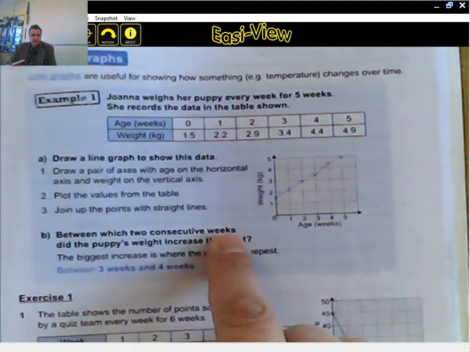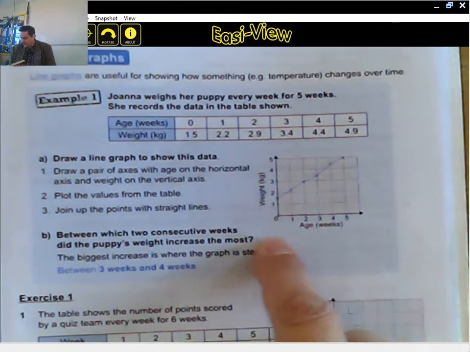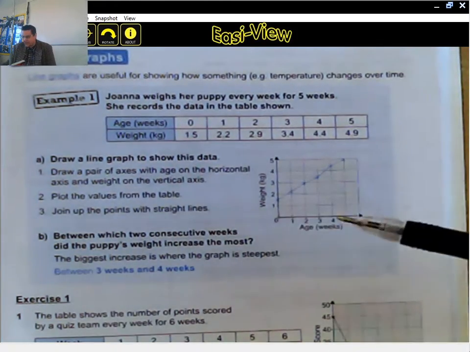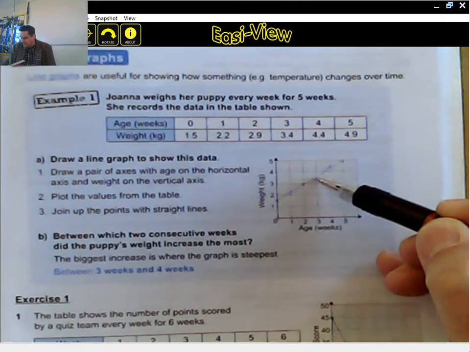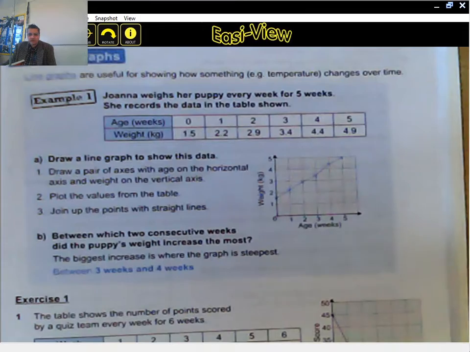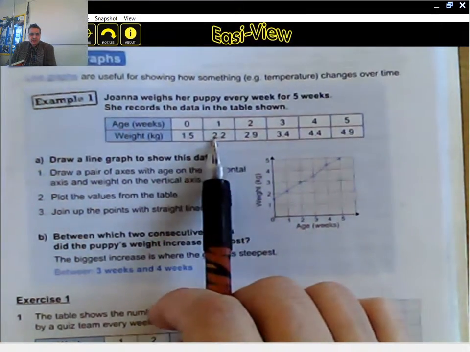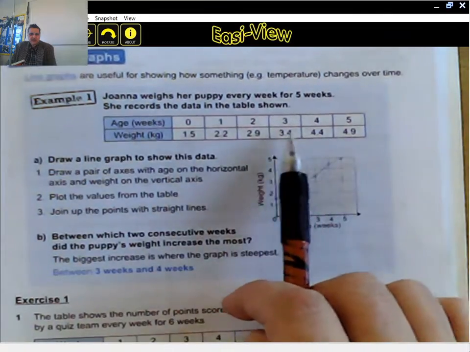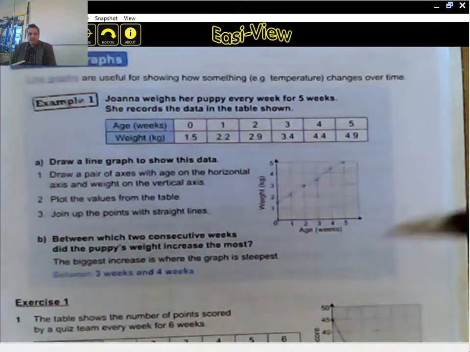Between which 2 consecutive weeks did the puppy's weight increase the most? Well, I hope you can see that this little part right here is the steepest part of any section in the graph. So that was the biggest jump, between week 3 and 4. What you can do is find the difference between these two numbers, these two numbers, etc. And the biggest gap shows the biggest increase over a week's period.